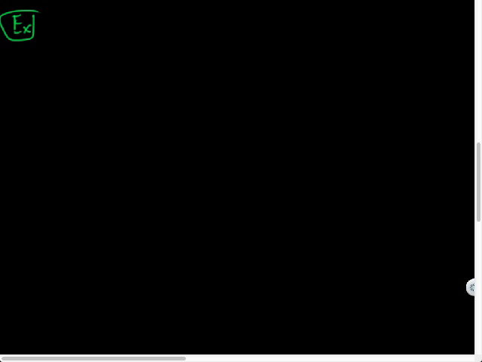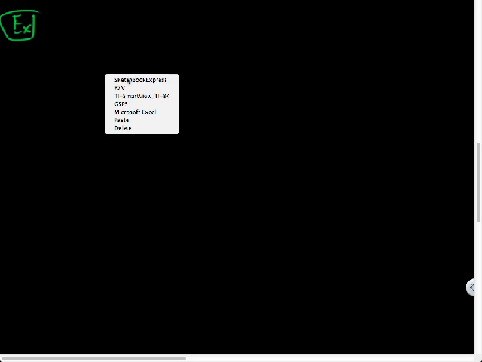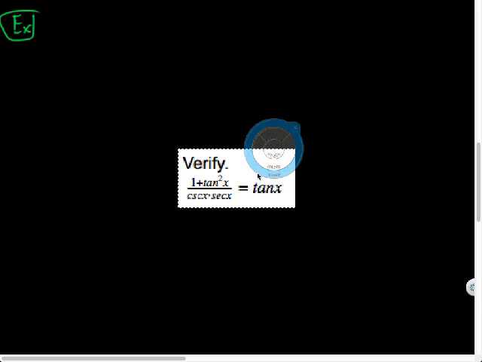Let's see. And paste this in here. My fraction showed up a little bit sad, copying it from my Google Doc. This says 1 plus tan squared all over cosecant x equals tan x. Huh. All right. So what is your guys' first thought on this?